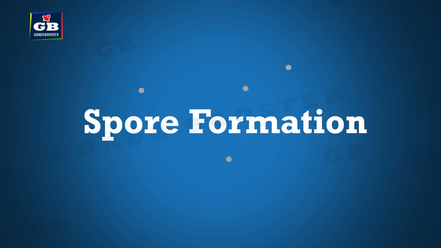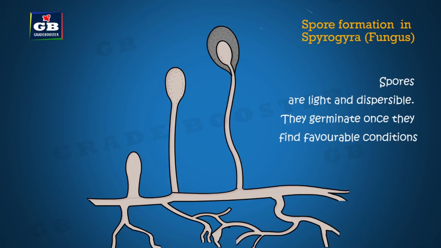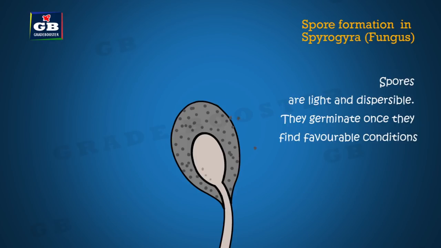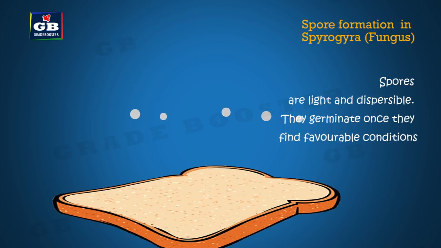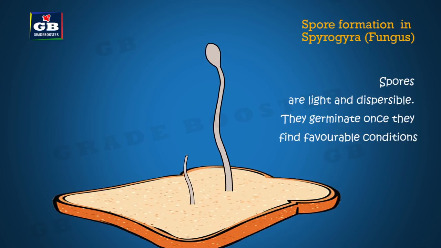Spore formation. It is the other method of asexual reproduction. Spirogyra, a fungus, produces spores. If these spores find suitable conditions, they germinate into new Spirogyra. This is how organisms reproduce asexually.